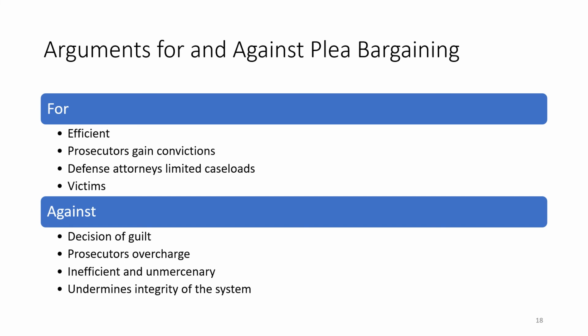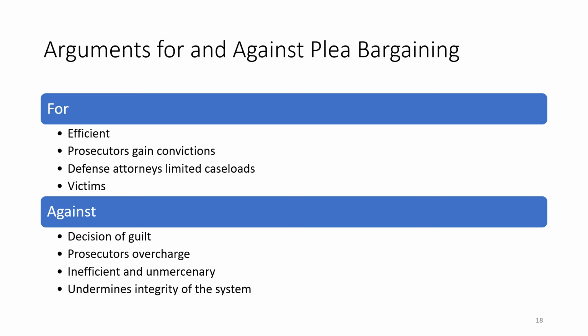What are some arguments for and against plea bargaining? Well, for, it's efficient. It's an easy way to get a conviction. Sometimes plea bargaining involves, if there's a victim and they're owed money for property damage, you get the defendant to pay the restitution to the victim and you dismiss the case, so the victim is made whole. It also helps limit caseloads because prosecutors and defense attorneys can get bogged down with cases, and again, you want to do what's best for the victim.